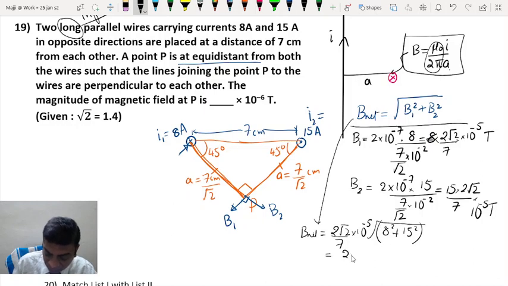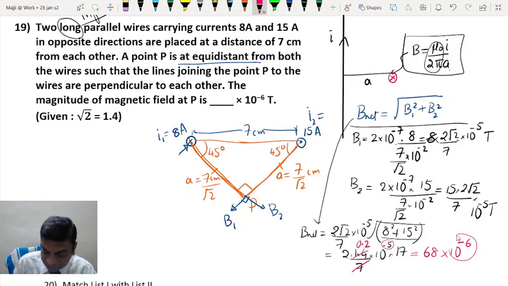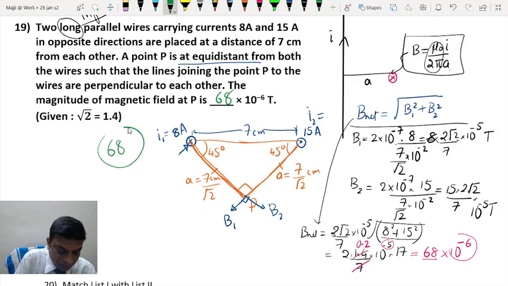So this will be 2 root 2, which is 1.4 as given in the question, by 7, into 10 to the power minus 5. The square root will be 17. You can calculate this. So cancelling 7 into 0.2, I can write 2 to the 4, 4 into 17 is 68, into 10 to the power minus 6. 0.2 has been written as 2 into 10 to the power minus 1. That 10 to the power minus 1 and 10 to the power minus 5 has become 10 to the power minus 6. 4 into 17 is 68. So 68 into 10 to the power minus 6. So 68 is the correct answer.